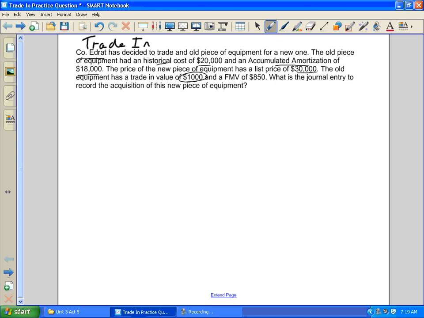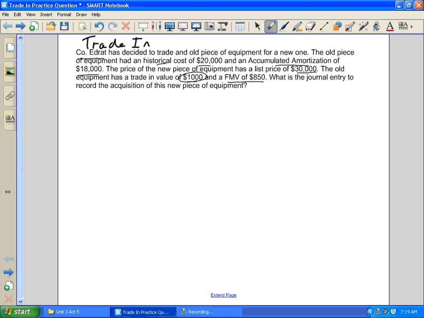So you go to the dealer and you say, "Look, I've got this old piece of equipment I can give in for this new piece of equipment. How much are you going to give me for it?" And they say, "Well, we'll give you $1,000 as a trade-in." And the fair market value of it is $850. So actually, you're kind of gaining on this deal just a tiny bit.